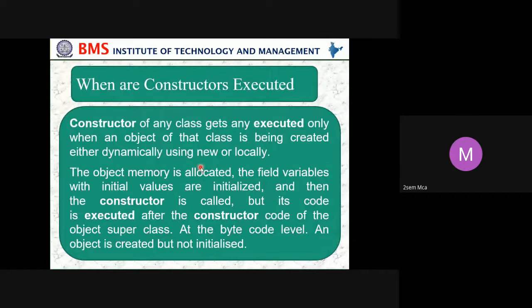Okay, when are constructors executed? We have just seen some programs. Whenever the object is initialized, only then are the constructors executed. Constructors of any class get executed only when the objects of that class are being created, either dynamically using new or locally. The object memory is allocated, the field variables are initialized with initial values, and then the constructor is called. But its code is executed after the constructor code of the object superclass. At the byte code level, an object is created but not initialized.